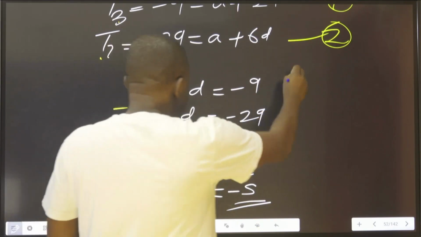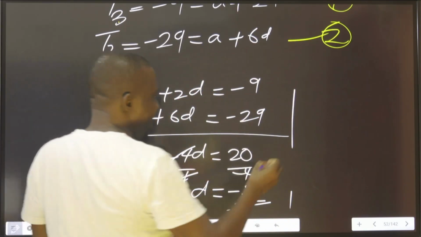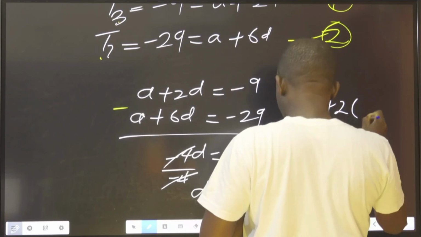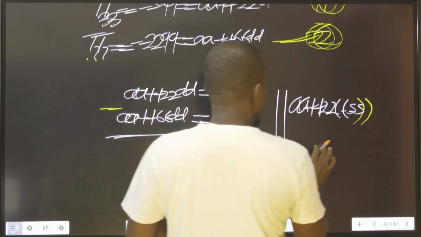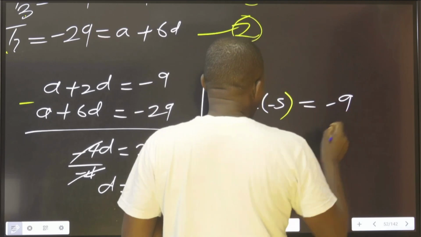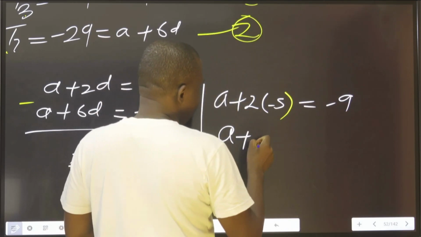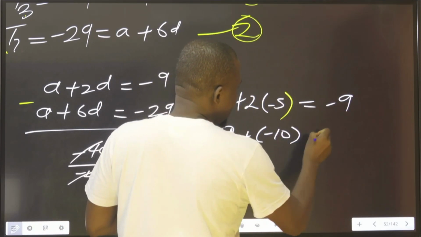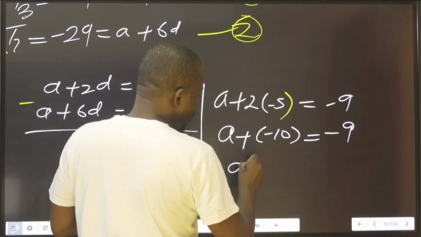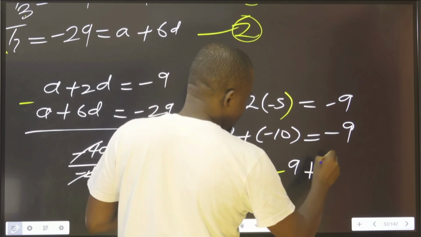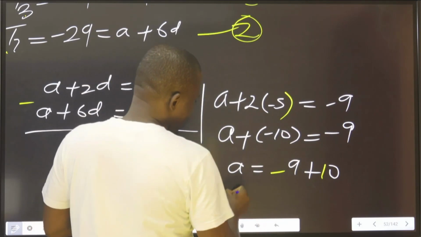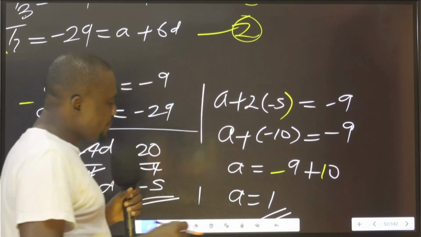To get a, we substitute this here. That is to say, a plus 2, we put minus 5 here, equals minus 9. So you can see a plus minus 10 equals minus 9. That is a equals minus 9 plus 10. We move this to this side. a therefore is 1.